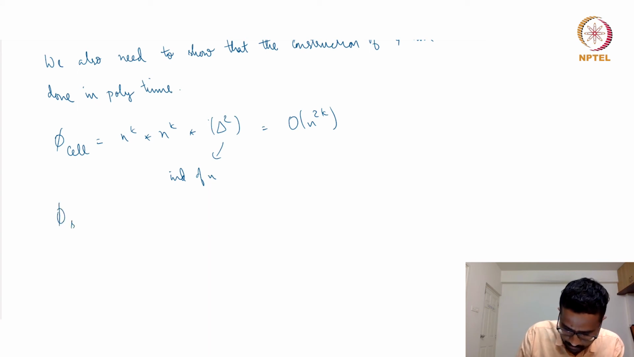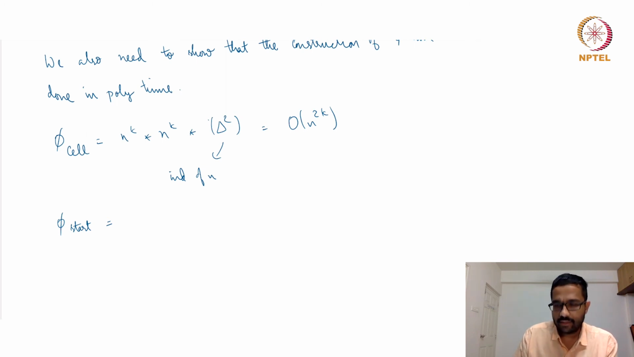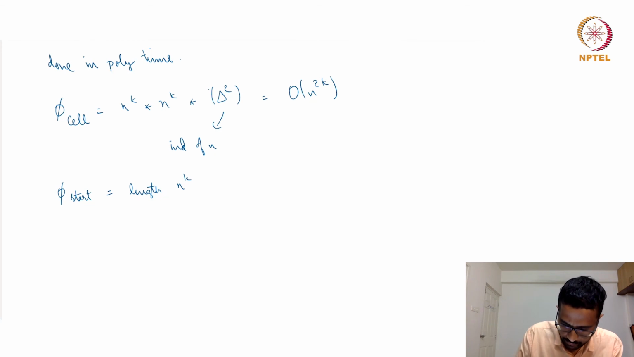Phi start is just checking the starting row. So this is of length exactly n power k, not even asymptotically. Then phi accept is just a big OR looking for the accept state. It is length n power 2k.